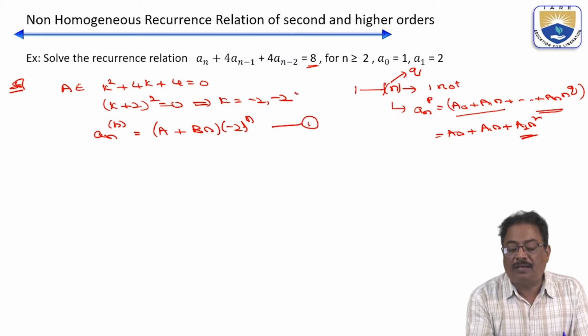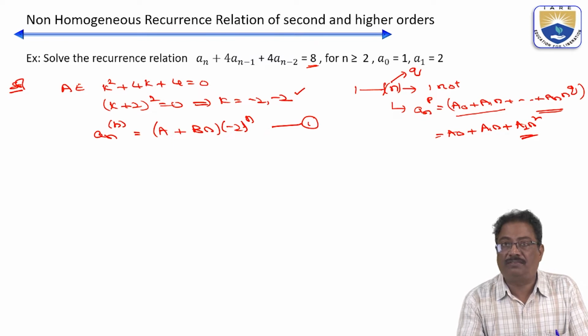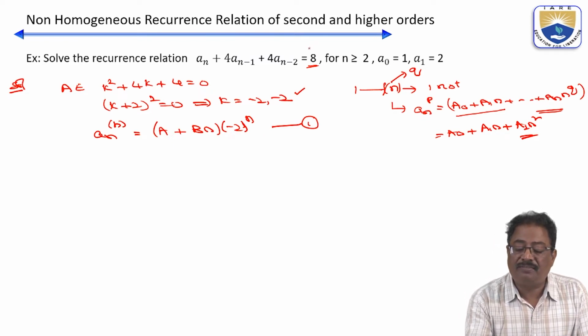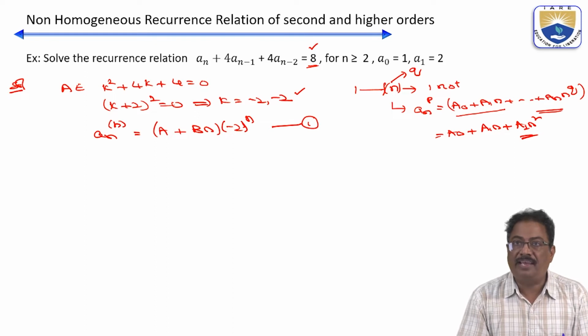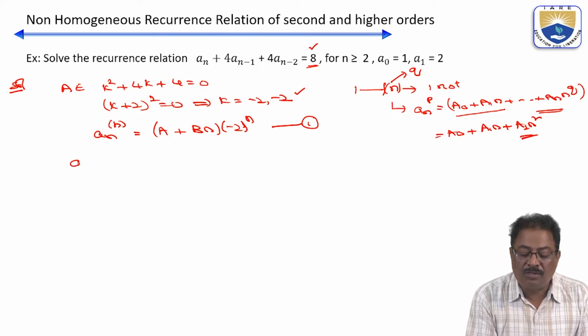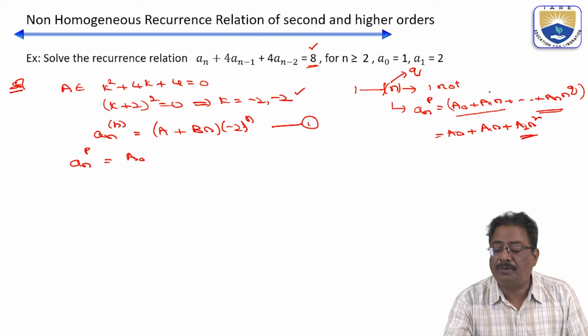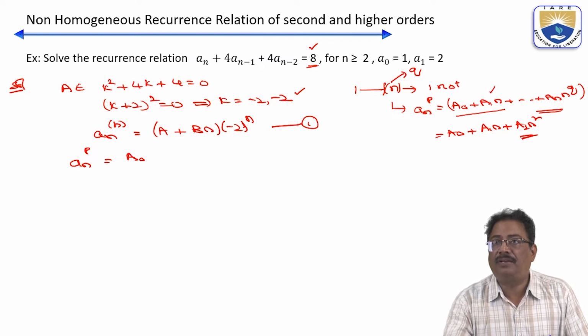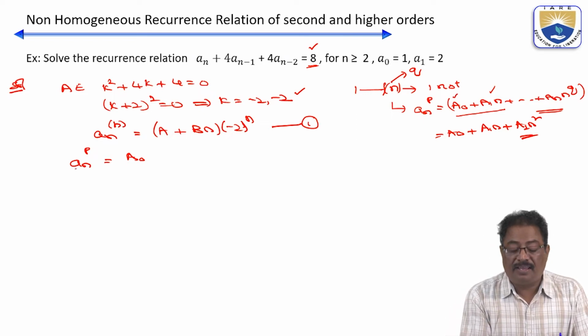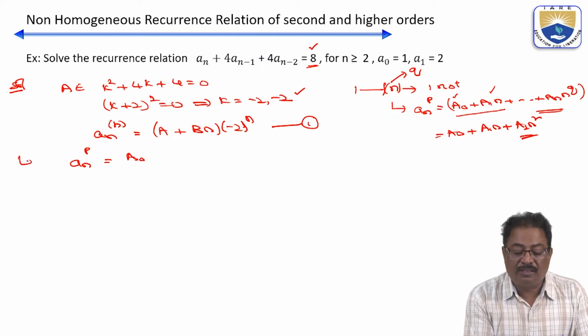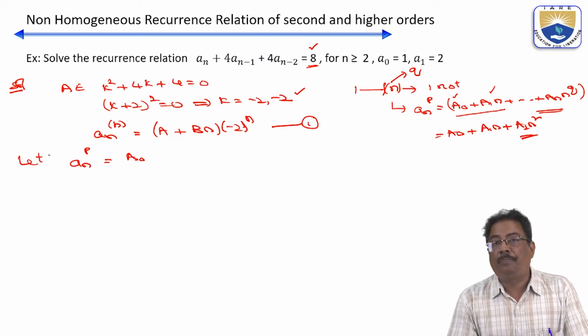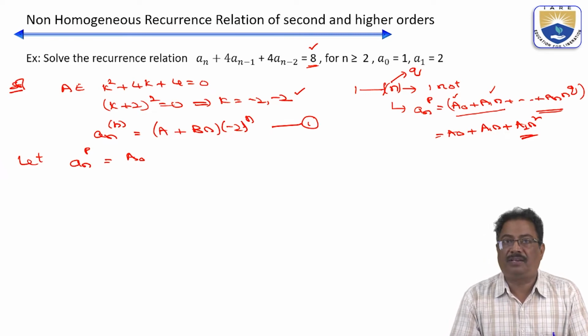Now here, minus 2 is a root of the auxiliary equation, and f of n is a constant here. f of n is 8, which is a constant. So the assumed particular integral, we are going to take as a constant. We are considering it as a polynomial of degree 0, so we consider only up to here. So a_n^(p) equals a naught. This is the assumed particular solution of the given recurrence relation.